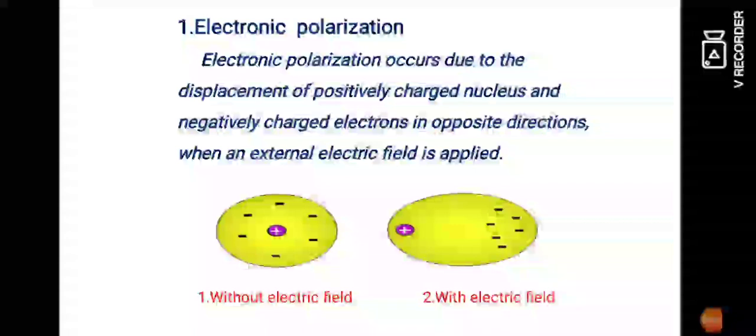Now let us move to the second figure. When the external electric field is applied, the positively charged nucleus and the negatively charged electrons are moving in opposite directions. As a result, an electric dipole is produced. This type of polarization in the atom is called electronic polarization.